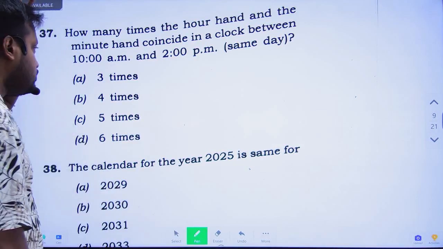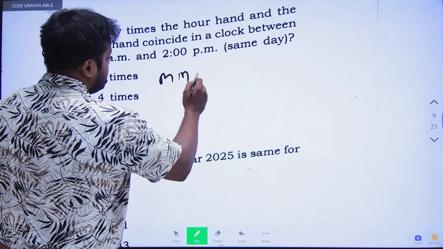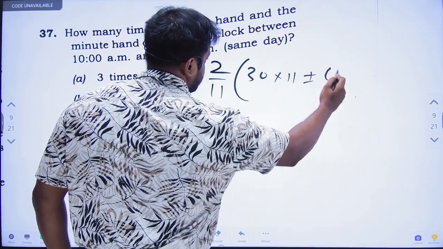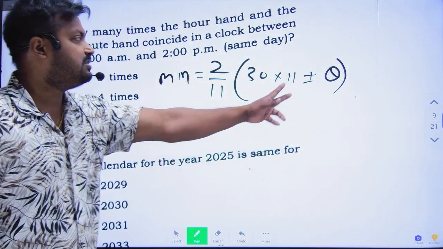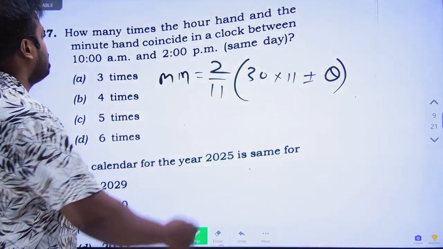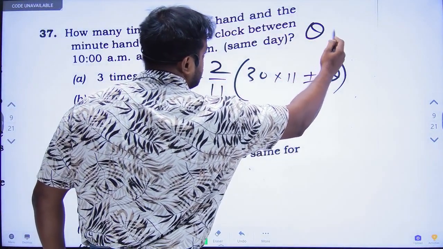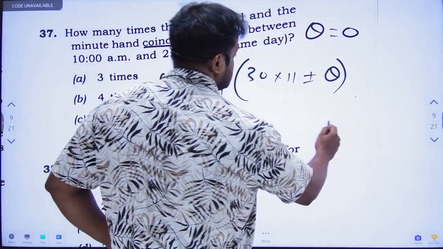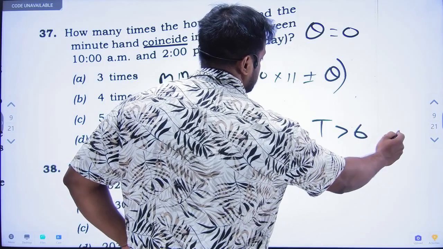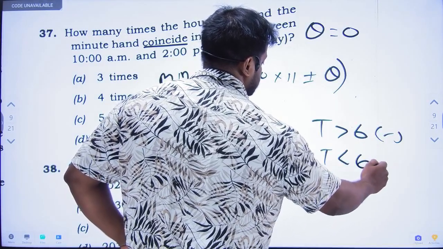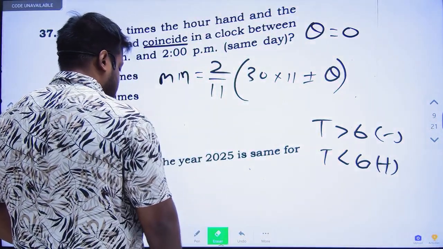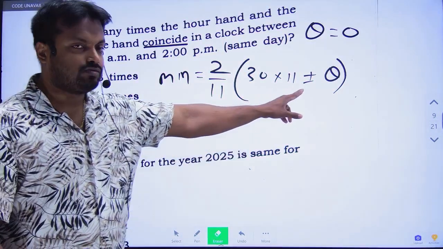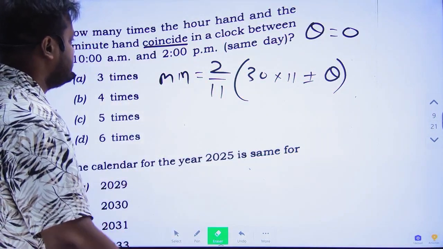Okay. So we know the basic formula. Minute equal to 2 by 11, 30 into hour plus minus theta. Here plus minus won't matter because coincide means the angle is 0, theta equal to 0. We know if time is greater than 6 we take minus, if less than 6 we take plus, but that is not required here, as it won't affect the answer.